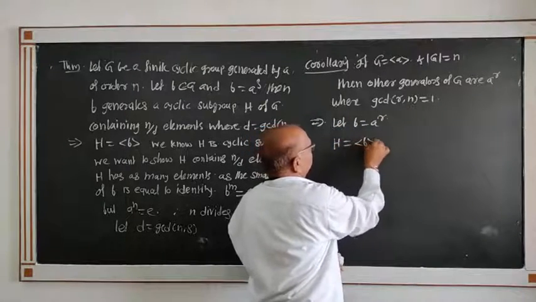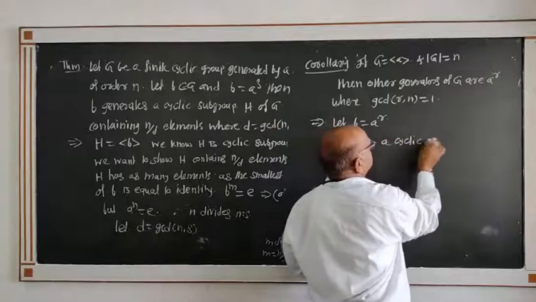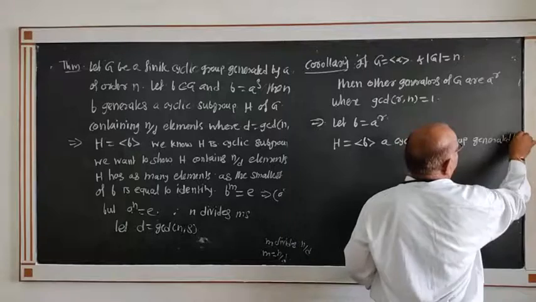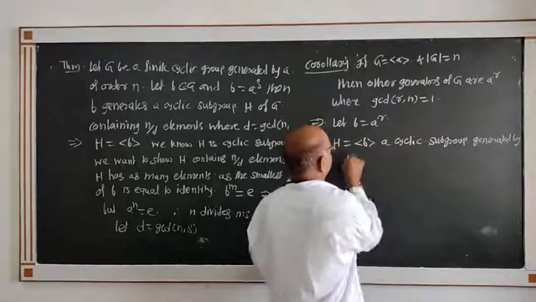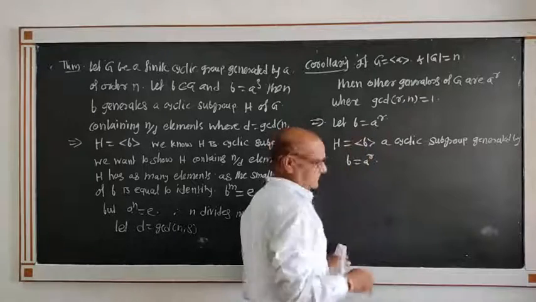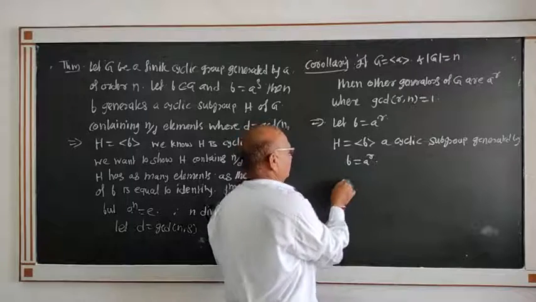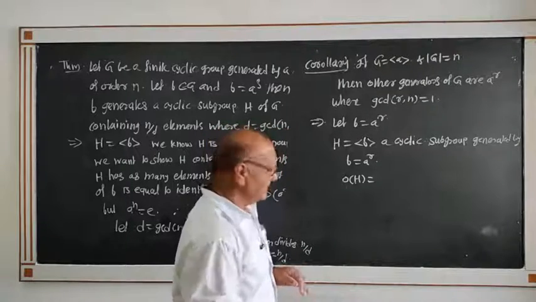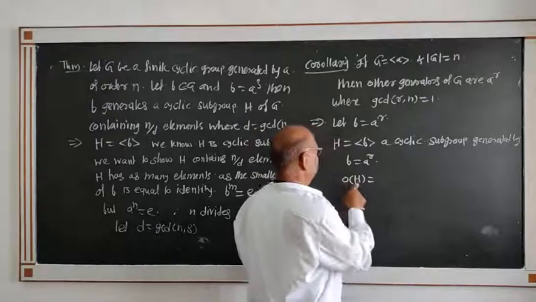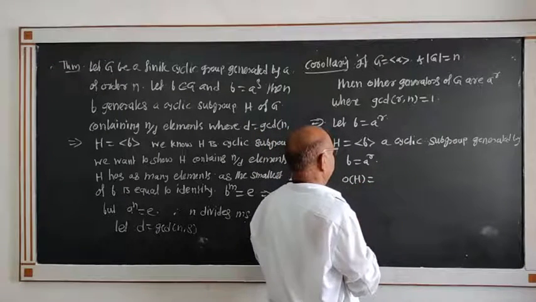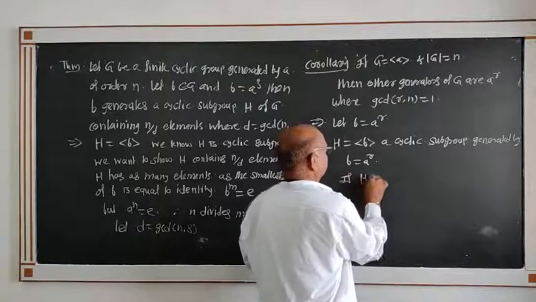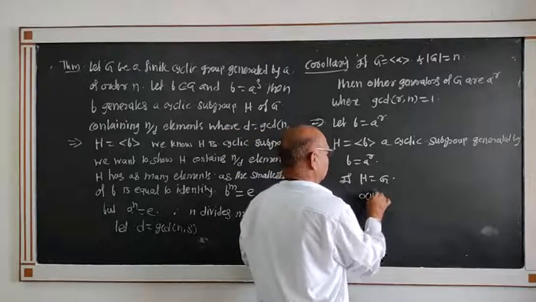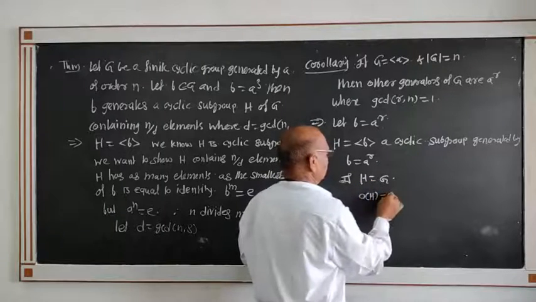H is equal to the cyclic subgroup generated by B. B means A to the power R. The order of H: if H is equal to G, then the order of H is equal to n.